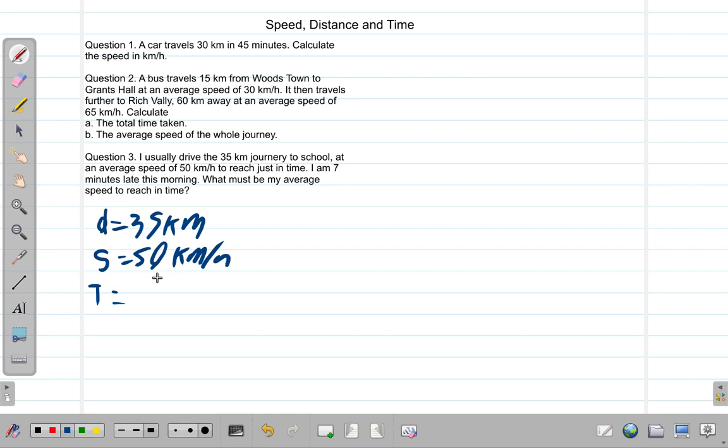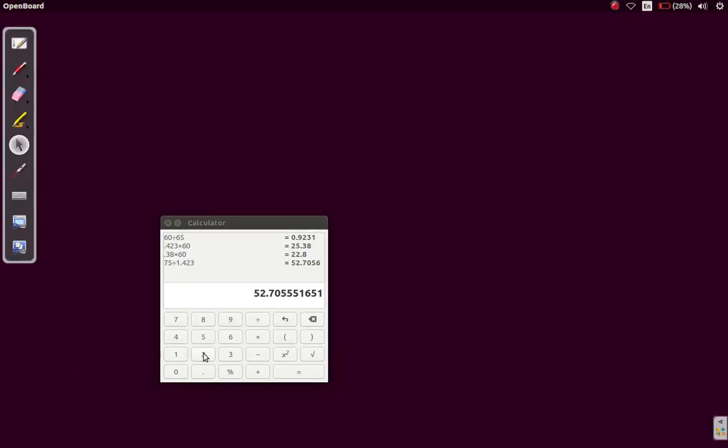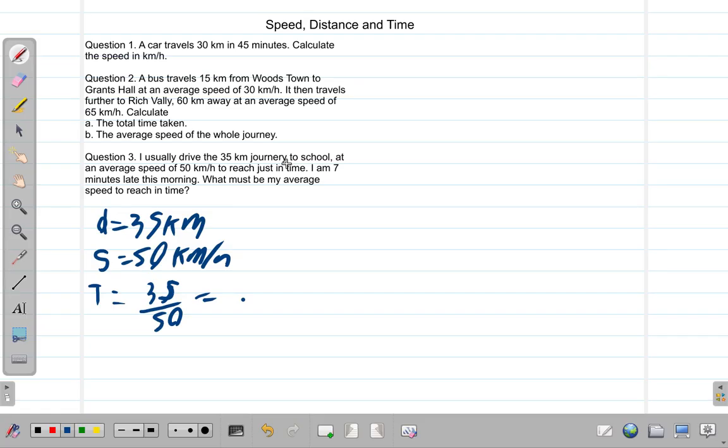Anyway, the time here is distance over speed, which should be 35 over 50. What will the time be in hours? 35 divided by 50 is equal to 0.7. It is 0.7 hours.